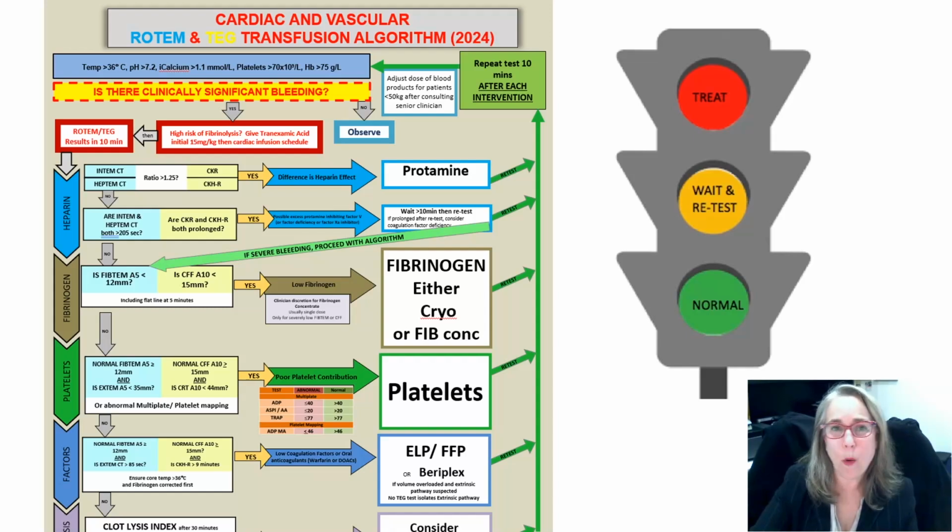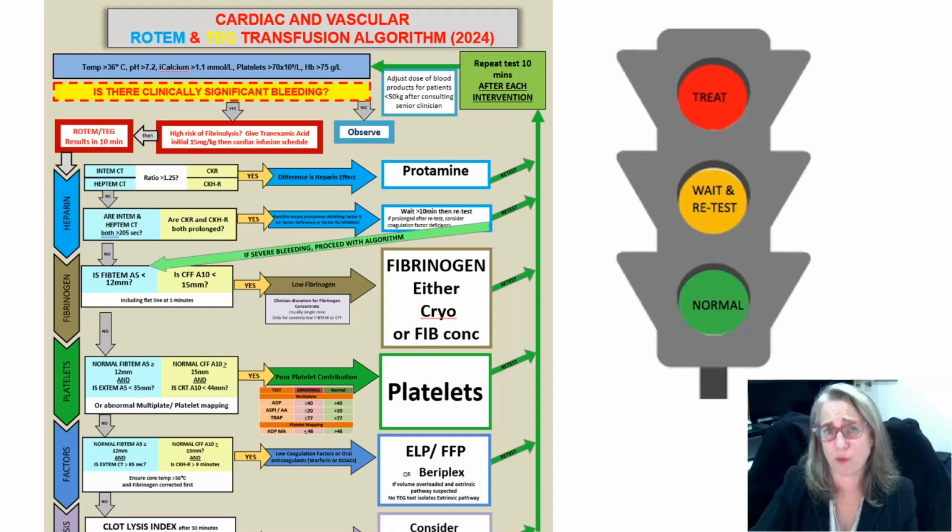A TEG or a Rotem is then done. What you need to look at that's different with this algorithm to the pink one for obstetrics, this one is for cardiac, it looks at heparin effect first. And you are looking at the INTEM and HEPTEM, or the CKR with and without heparinase. You're looking for if there's a difference in the intrinsic pathway with and without heparinase. I hope that makes sense. If there's a difference of more than 1 1/4, there's a heparin effect and protamine is indicated. And of course there's a schedule that would recommend the dose.